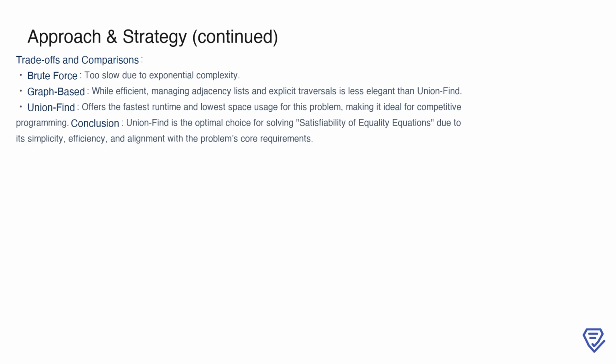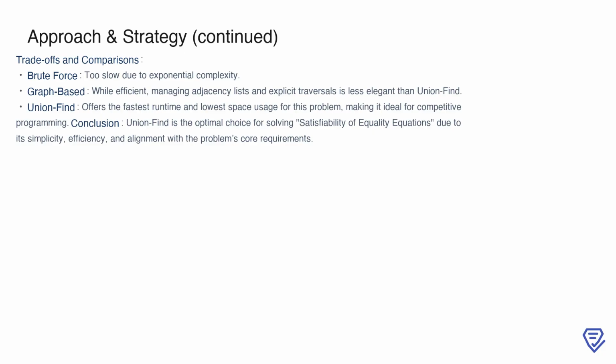In comparing the three approaches, it's evident that union find stands out as the optimal solution. The brute force approach, while conceptually straightforward, is completely impractical due to its exponential time complexity. The graph-based approach is a significant improvement, offering a more structured way to model the problem, but it still requires managing adjacency lists and explicit graph traversal, which can become cumbersome.